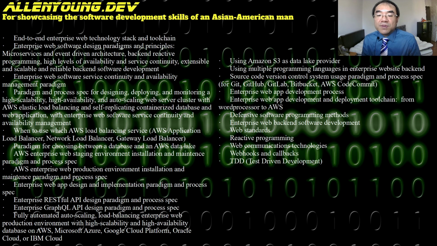Enterprise web app development and deployment tool chain from word processor to AWS. It's a long way to go from specifying design in a word processor to actual deployment, but that entire process must be specified in writing and discussed, tested, and improved. So that certainly is one key issue in enterprise web app development and deployment.